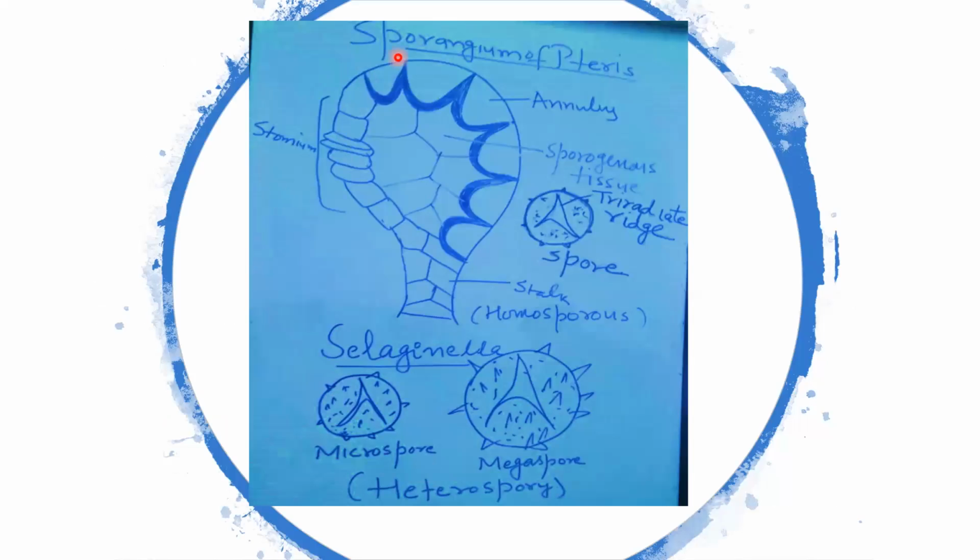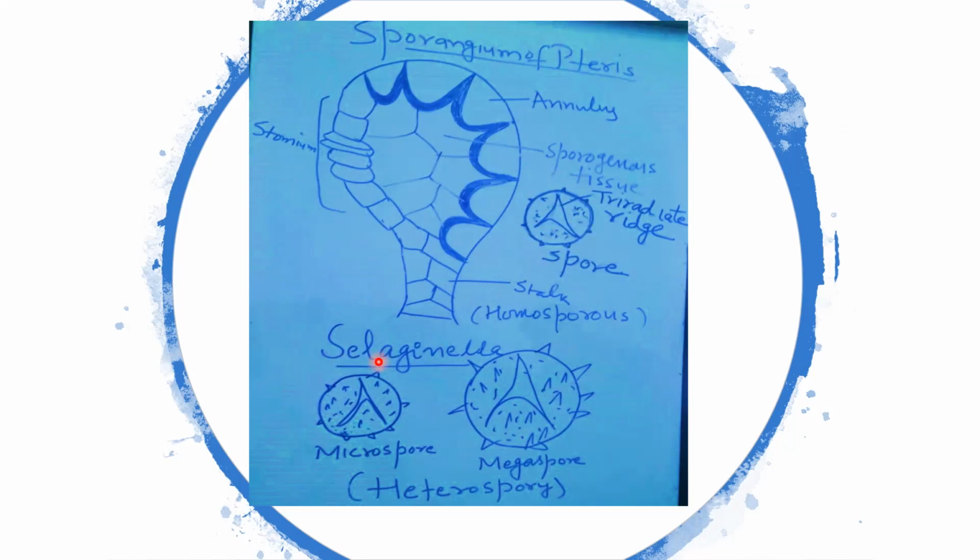Now, this is the sporangium of Pteris, where the homosporous condition is found. This is the spore of Pteris. All the spores are of the same shape, size, and structure, and they will germinate to form the gametophyte. A bisexual gametophyte will be produced if the homosporous condition is there.